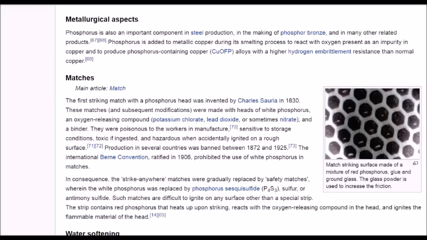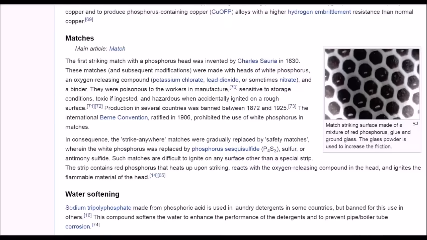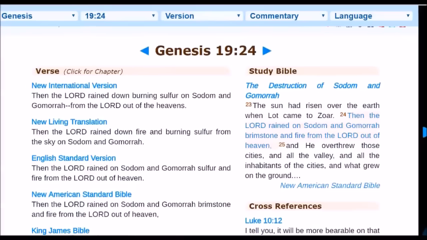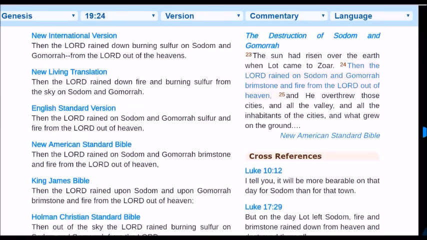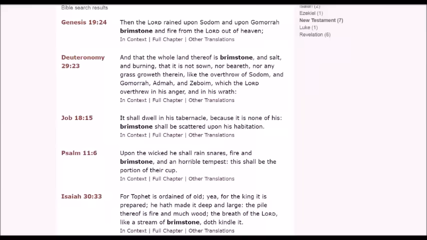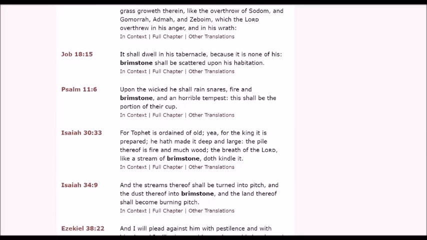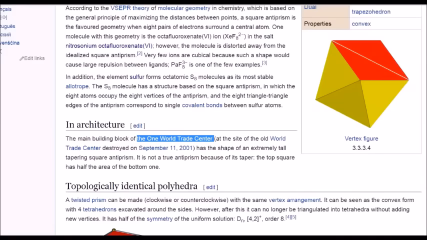This is a match striking surface made of a mixing of red phosphorus, glue, and ground glass. There's your matrix. Then the Lord rained down on Sodom and Gomorrah brimstone and fire from the Lord out of heaven. And he overthrew these cities and all the valley and all the inhabitants of the cities. And nothing grows in areas where brimstone, phosphorus, or sulfur is prevalent.